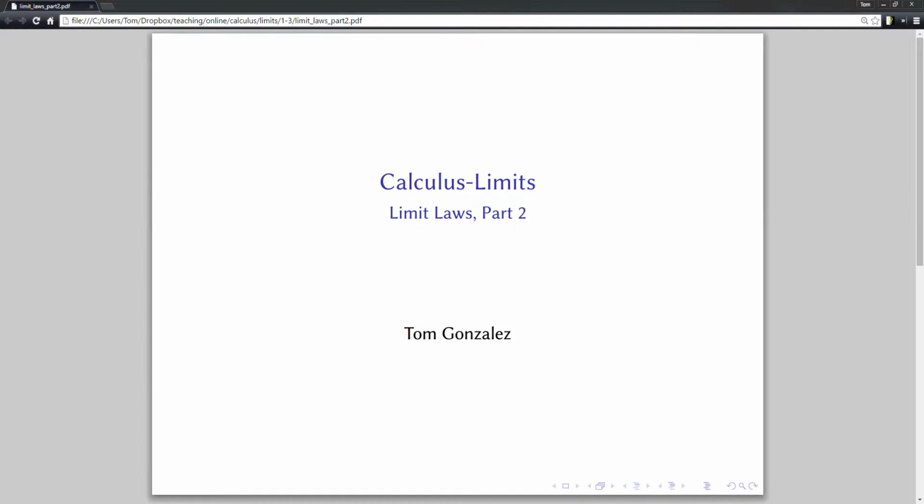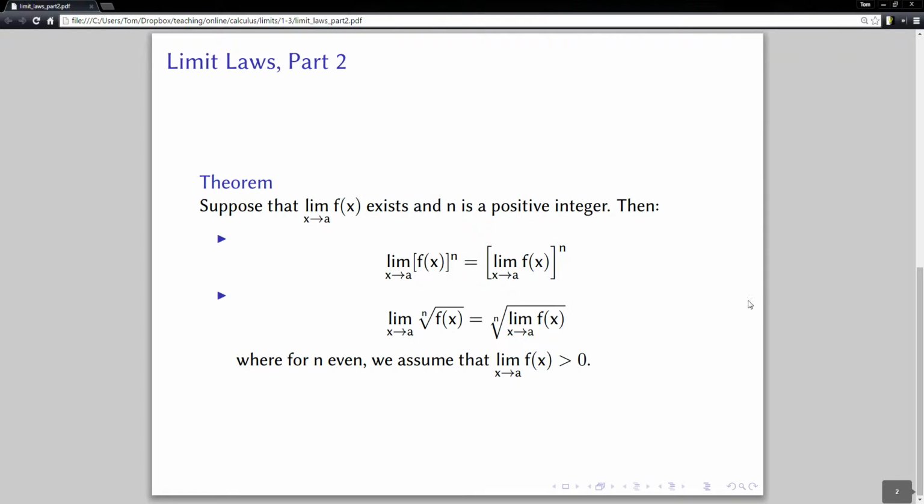In this video, we're going to talk about a couple more limit laws that we didn't go over in the first part here. These limit laws have to do with raising functions to powers. And so the theorem says, suppose that the limit as x goes to a of f of x exists and n is a positive integer, then the limit as x goes to a of a function here, f of x, raised to the nth power, is going to be equal to the limit as x goes to a of f of x raised to the nth power there.